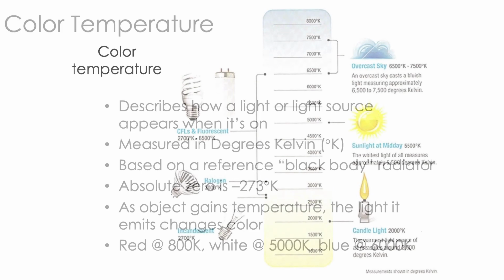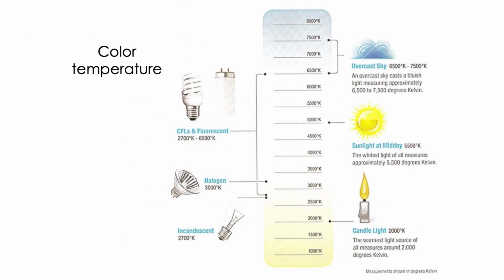And I like this chart because it has some indicators that people are familiar with. Candlelight is going to be a very warm color temperature. Sunlight at midday is going to be cooler. And then finally, an overcast sky tends to cast a bluer light, and that's going to be a cooler color temperature.